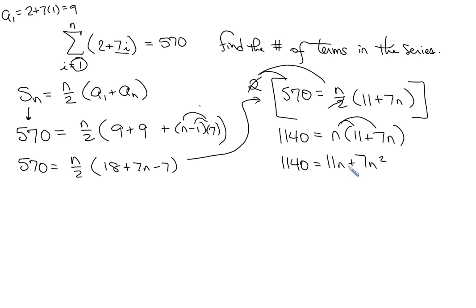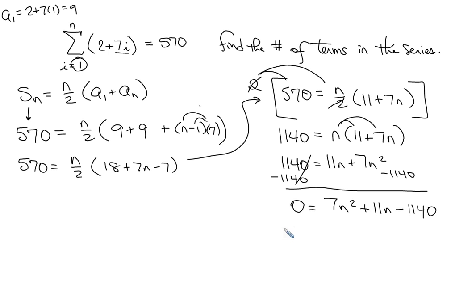Notice we have n squareds and n's, so we're going to have to get it all onto one side so that we can try and do what with it? Factor it, or what else could we use if we wanted to? Quadratic formula. I'm going to put this in the right order also. If the numbers aren't too bad, factoring it is great. If the numbers are ugly, what might be easier to use? Quadratic formula.